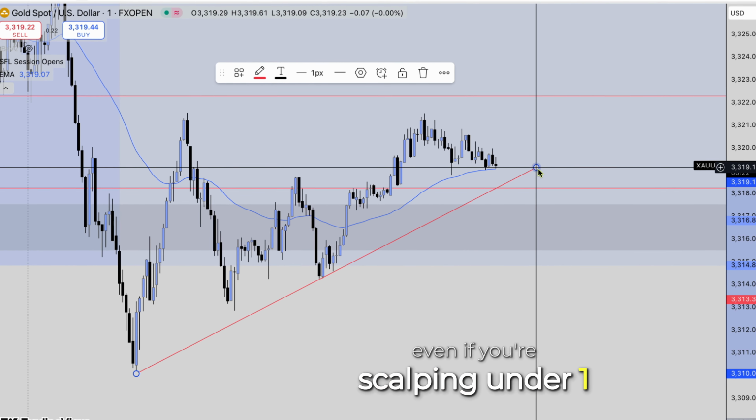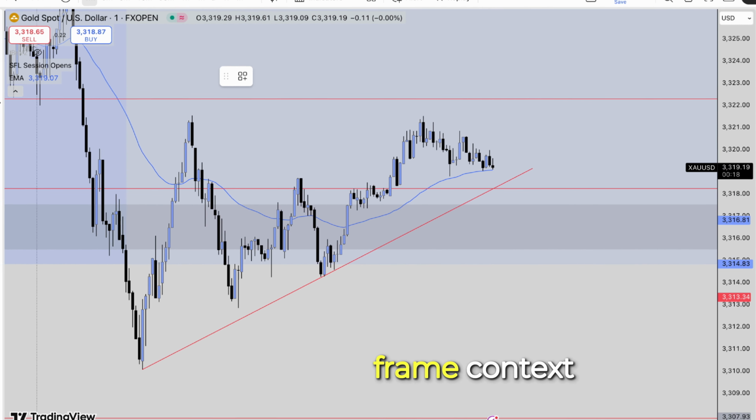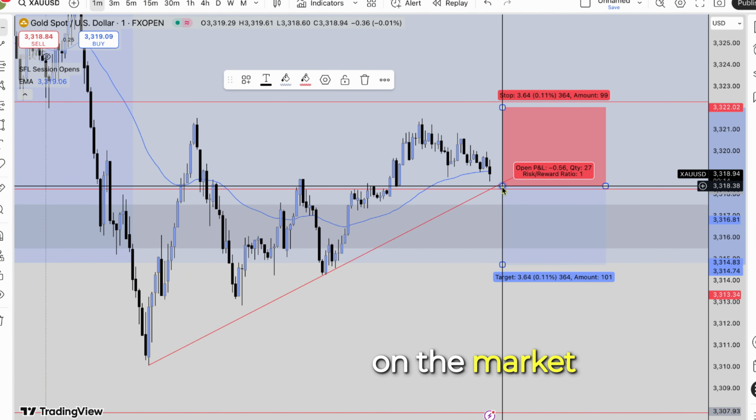Even if you're scalping on the 1 minute, you still need some higher time frame context as to what is going on in the market.